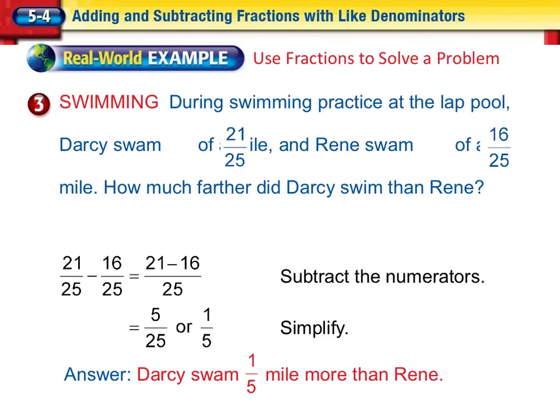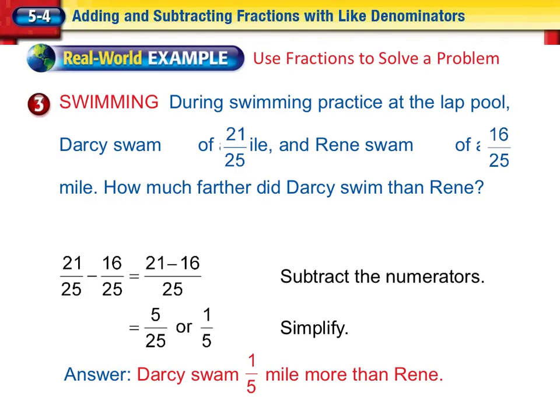Here we have a real-world example to look at. Swimming. During swimming practice at the lap pool, Darcy swam 21/25 of a mile, and Renee swam 16/25 of a mile. How much farther did Darcy swim than Renee?